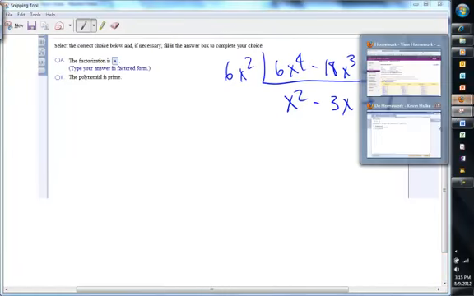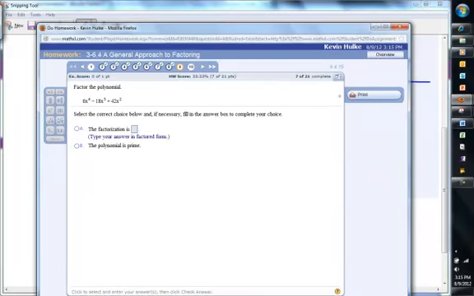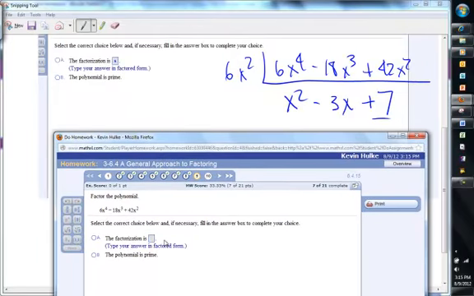It'll be 6x squared, parentheses, x squared minus 3x plus 7.